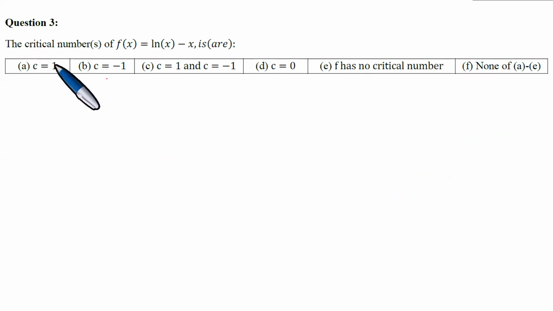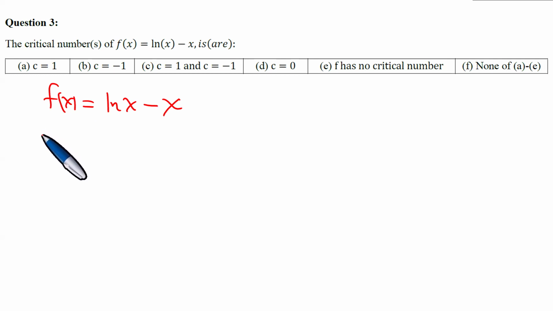We need to determine the critical numbers of the function f of x equals the natural log of x minus x. Now, if f of x equals the natural log of x minus x, what are the critical numbers?